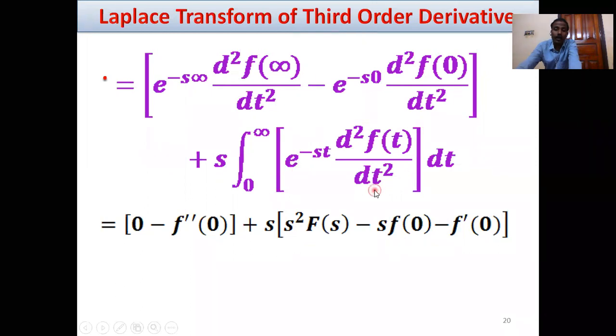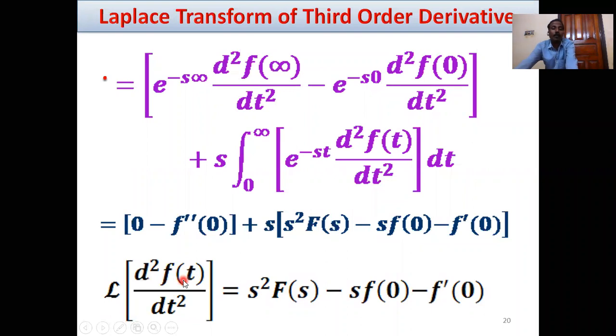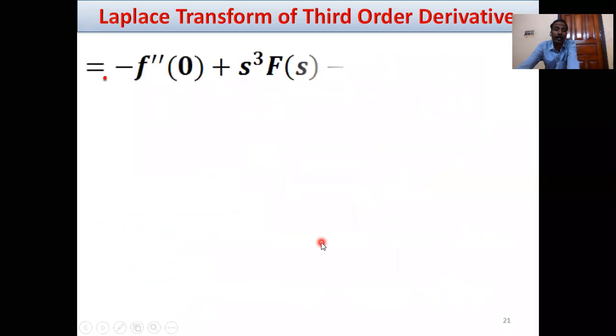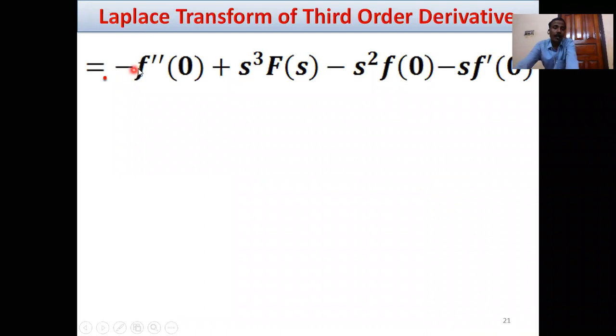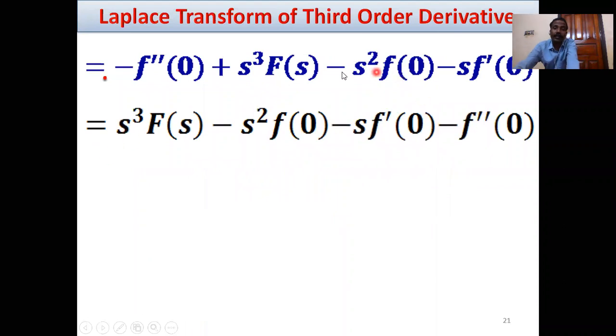In this position put this value, because the Laplace transform of d2f(t)/dt2 equals s squared F(s) minus s into f(0) minus f prime(0). So this is the second order differentiation form, and then multiplying by s, we get minus f double prime(0) plus s cubed F(s) minus s squared f(0) minus s f prime(0) minus s f prime(0). Rearrange, and this is the first term: s cubed F(s) minus s squared f(0) minus s into f prime(0) minus f double prime(0).